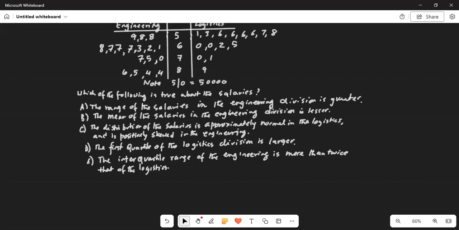Then enter in the logistics side the salary 60 twice, then 62, then 65. Then on the logistics side, I will enter 70 and 71. Remember 7 and a 1 is 71,000. And the last entry in the logistics side is 89. So that completes the entry from the logistics side.